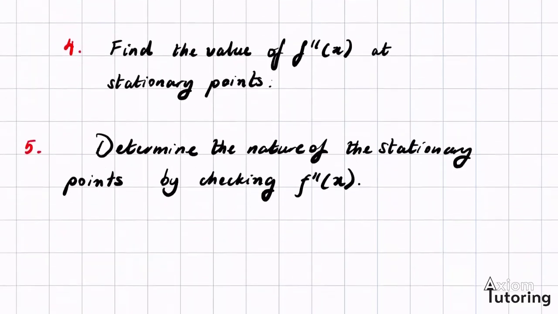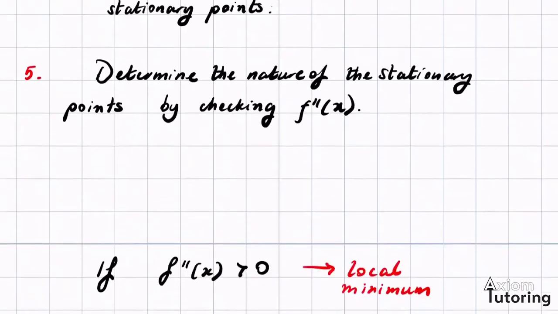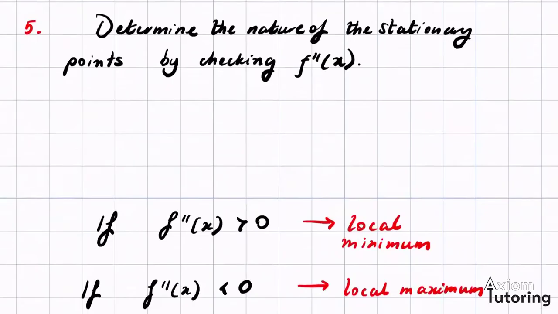And then we can evaluate our second derivative at our stationary points. We can substitute our x values, the x coordinates of our stationary points, into our second derivative. And then we can determine the nature of the stationary points by checking the values we get.